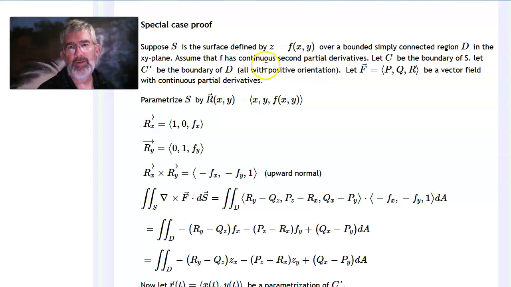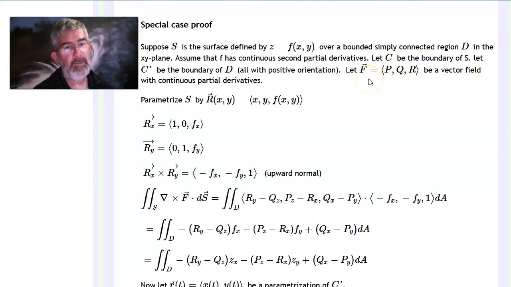And so all positive orientations. So the surface has to have an orientation on it, and then the boundary has to be oriented positively with respect to that, all that kind of stuff. Now we've got a vector field F, which is P, Q, R.